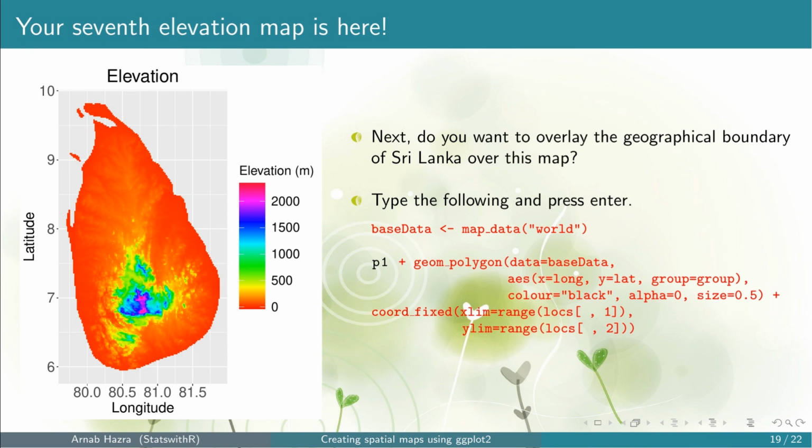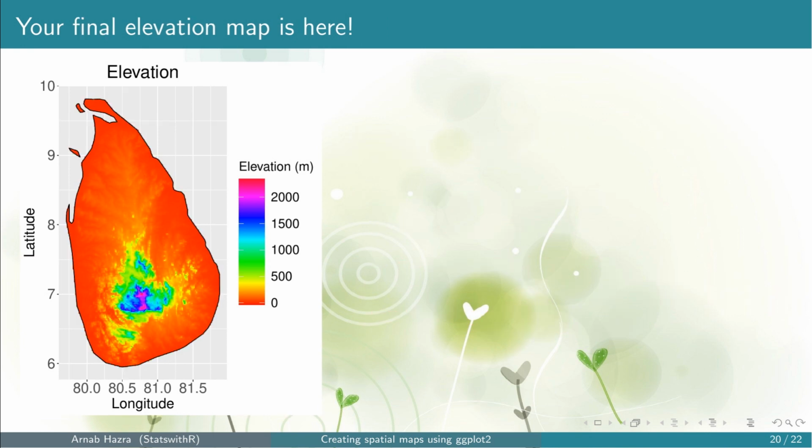Plus coord_fixed xlim equals to range of longitudes of the study domain, ylim equals to range of latitudes of the study domain. If we do not set this coord_fixed, a whole world map will be created. Now press enter. Okay, you get your final elevation map. You might consider this plot for your presentation or in your publication.